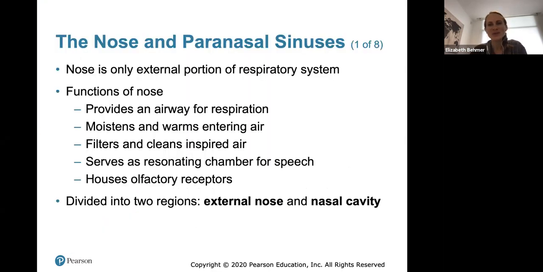We'll go through the upper respiratory system first. We have our nose and paranasal sinuses. Your nose is the only external portion. It provides an airway for respiration, moistens and warms the air, and filters and cleans the air. It serves as a resonating chamber for speech, and it houses all your olfactory receptors that help you smell.